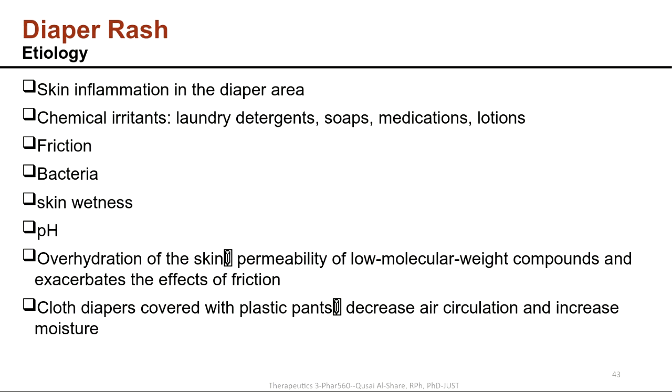The next one is overhydration of the skin. If you feel sweating, for example, those children don't get exposed to fresh air to dry. So there is permeability of low molecular weight compounds, and it normally exacerbates the effect of friction. That's what happens especially in the summertime, when overhydration of the skin happens. So they will have a composite effect of friction and overhydration.